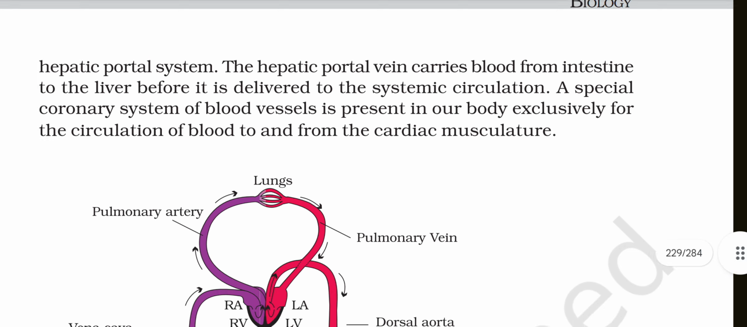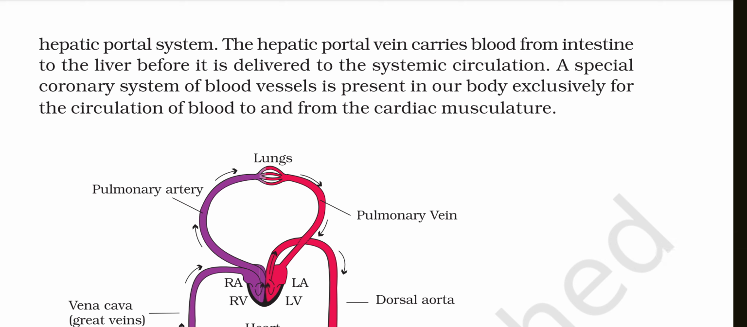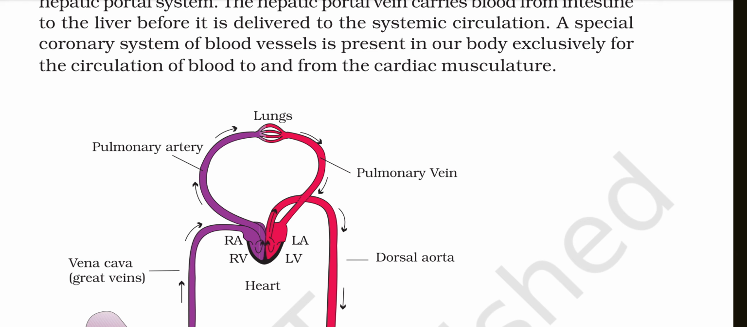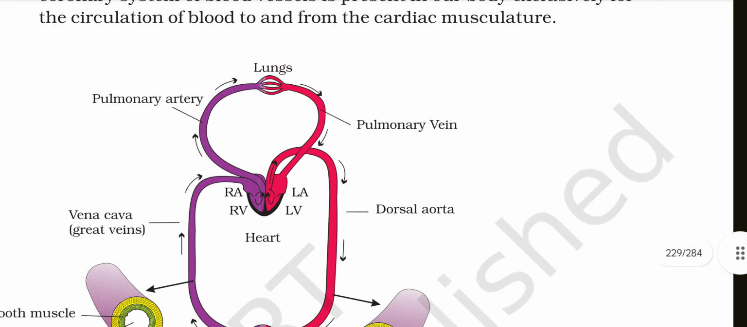A special coronary system of blood vessels is present in our body, exclusively for the circulation of blood to and from the cardiac musculature, for the use of the heart itself. It is the special coronary system, the coronary artery, okay.